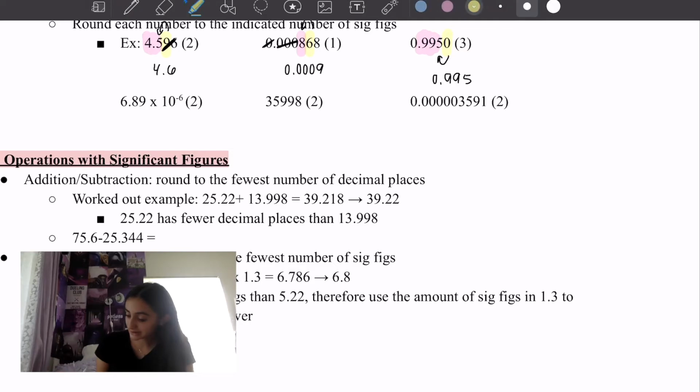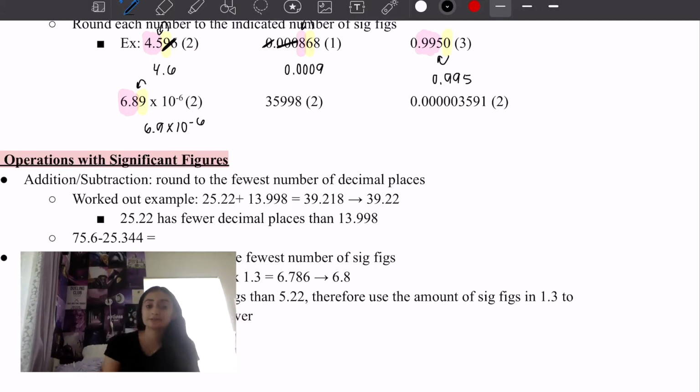6.89 times 10 to the negative 6. We have a 2 here that we want to round to. And then we would look at the 9, which would push the 8 up to get 6.9 times 10 to the negative 6. Remember, you can also write this in decimal form because, like I mentioned earlier, leading zeros do not count as significant figures. Give the next 2 examples a shot on your own, and we will come back together to discuss them.